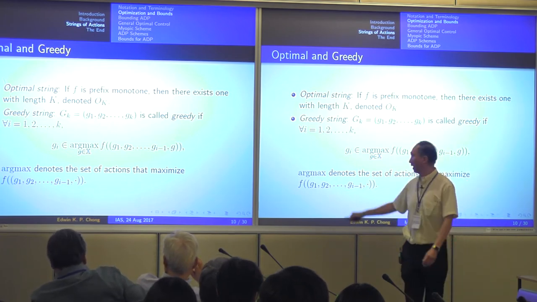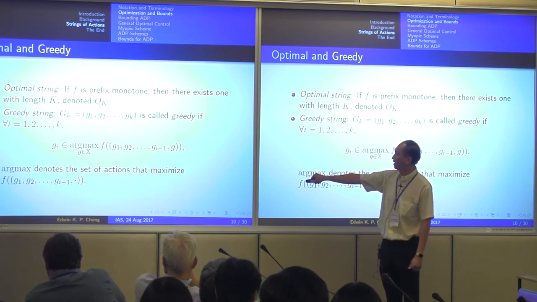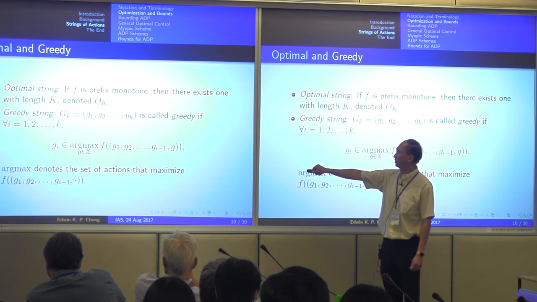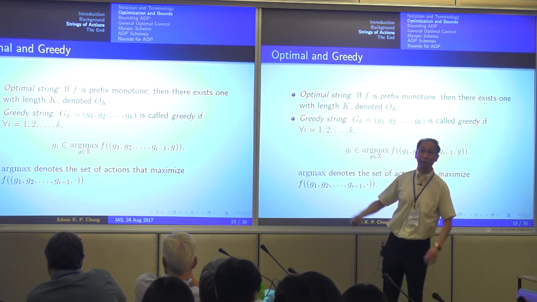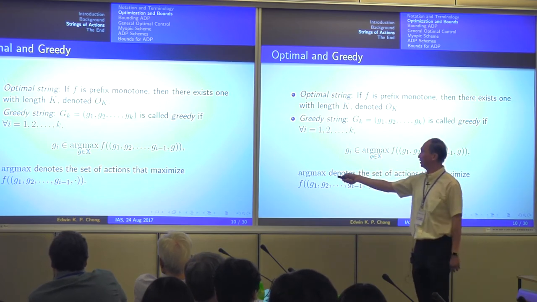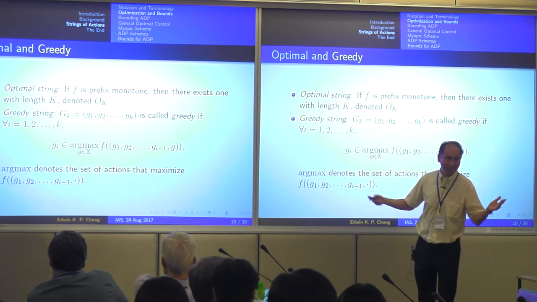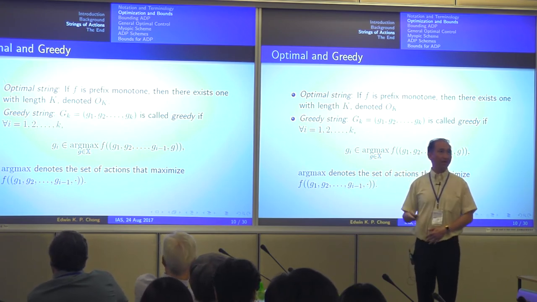Now, this argmax here denotes a set of actions that maximizes this function. And the reason it's element of is because it could be non-unique, right? So it's just a set of all such things. OK, so that's the optimal string. That's a string generated by the greedy algorithm. What can you say about this?